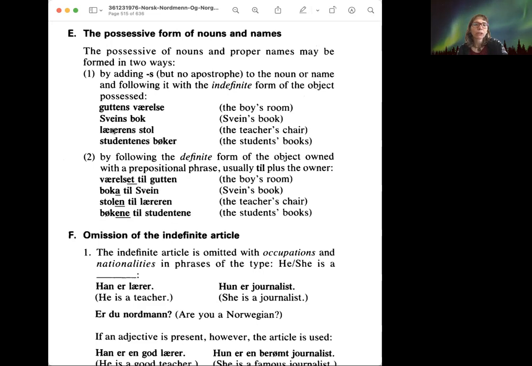Okay? I'll just read them over again just for pronunciation help. Guttens værelse, Sveins bok, lærerens stol, studentenes bøker, værelse til gutten, boka til Svein, stolen til læreren, bøkene til studentene.